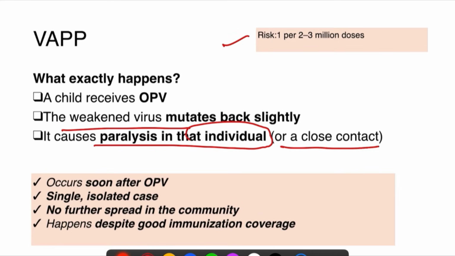What are the features of vaccine-associated paralytic polio? It occurs soon after the administration of OPV, and there is a single isolated case. This is something very important: no further spread in the community, and it can happen despite good immunization coverage.